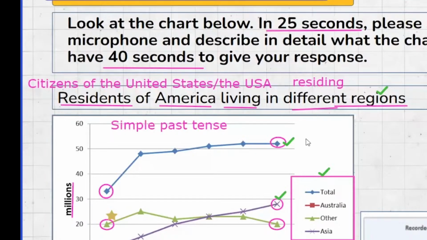The line diagram illustrates the number of citizens of the USA in various continents from 2015 to 2020. The total number of American people living in other parts of the globe rose moderately from 32 million in 2011 to 52 million in 2015, and Asia had a similar rising trend. There were 20 million Americans residing in other parts, whereas Australia had the least number with approximately 4 million people in the year 2020. Overall, there was a gradual climb in the number of American people settled across the globe.